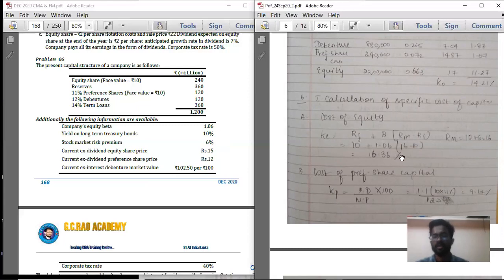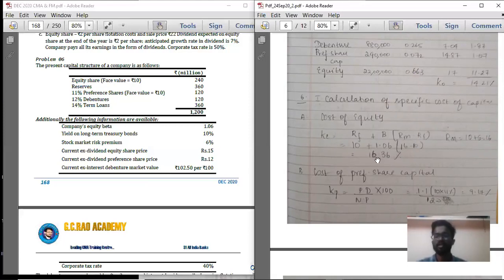1.06 within brackets RM minus RF is 6%. They have given directly what RM minus RF is. But here they have calculated RM by calculating RF plus that 6, that is 16. Then again they are deducting 16 minus 10. So what is this RM minus RF? 6%, that is the risk premium. So directly within brackets put 6. RM minus RF is nothing but the risk premium. So within brackets 6. Now 1.06 into 6 plus 10, you are getting 16.36.